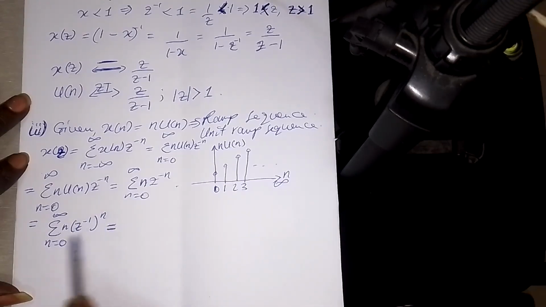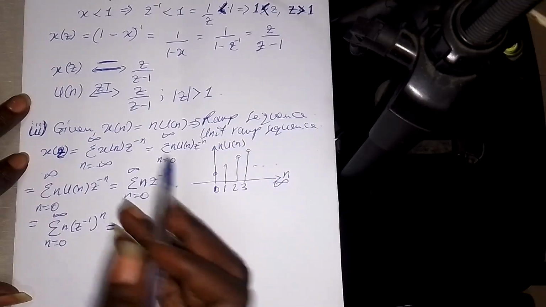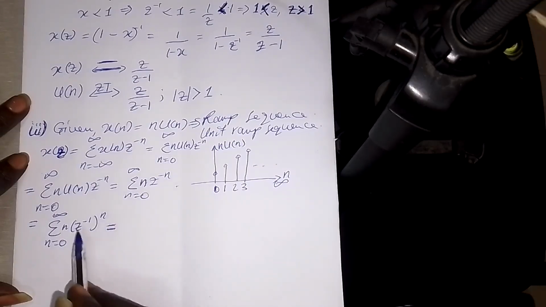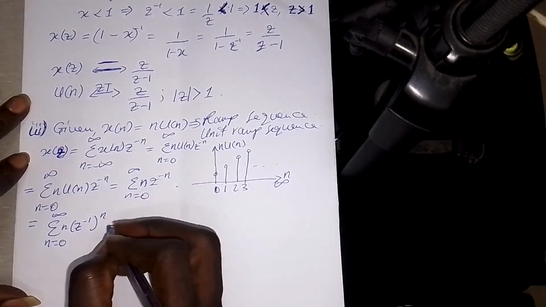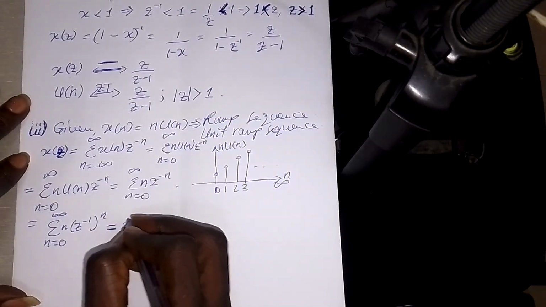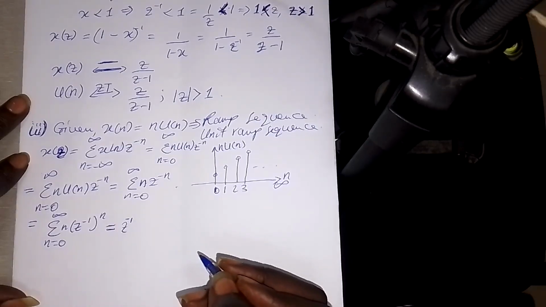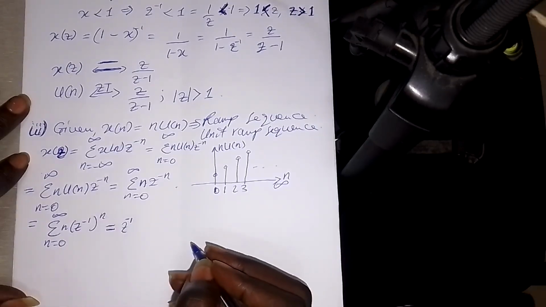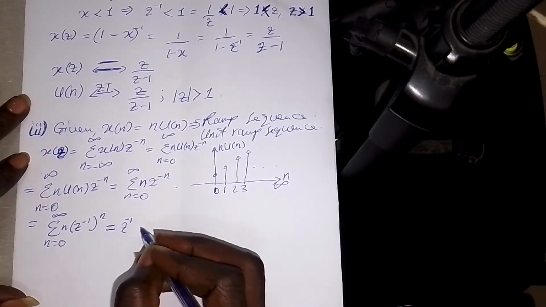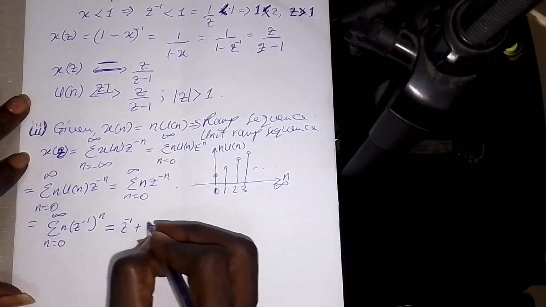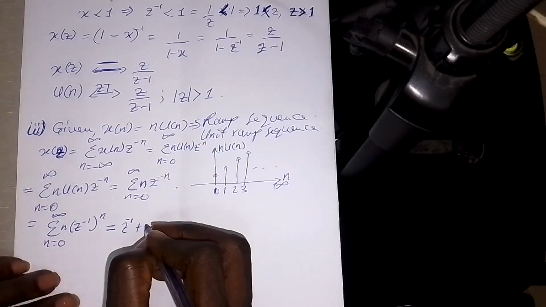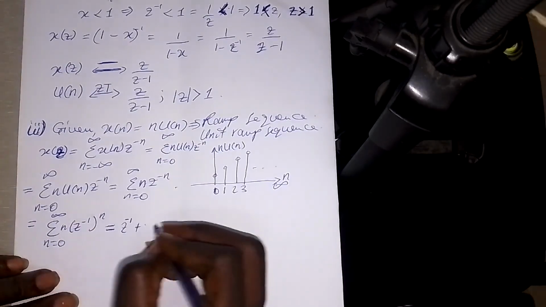If n is 0, this whole function will go to 0, because if 0 is here, the whole function will go to 0. Okay, so we will not mind that. What about if n is 1? Now if n is 1, we're going to have z inverse. If n is 2, then we're going to have plus 2, because here is 2.